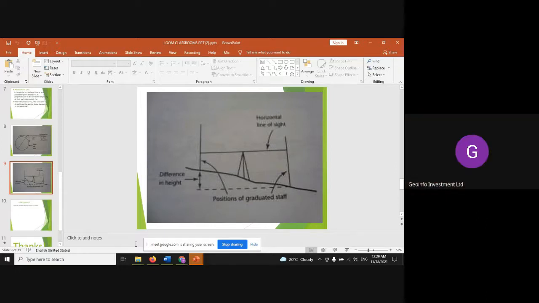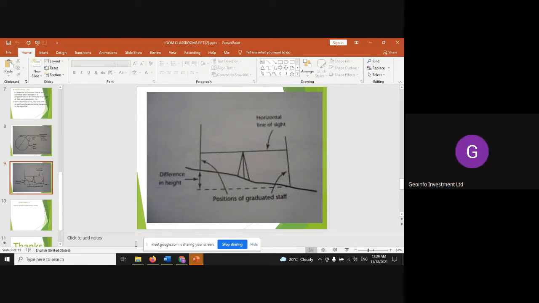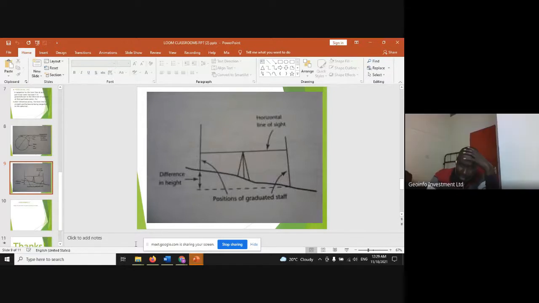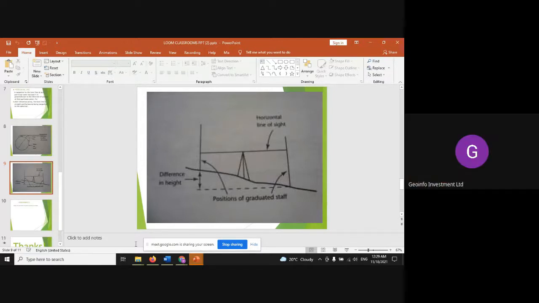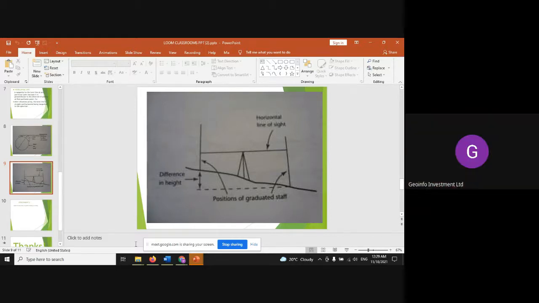Now, when you are starting to level, you use two foot screws to make sure that the bubble is at the center, and you conclude by using the last foot screw to make the bubble be at the center, so that you now start reading, because you cannot start observing readings before the bubble is at the center.